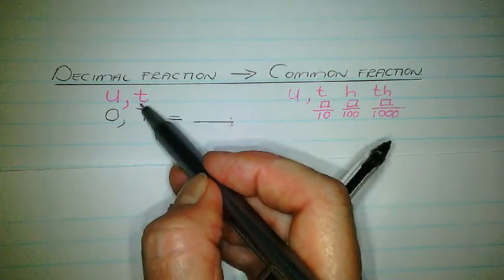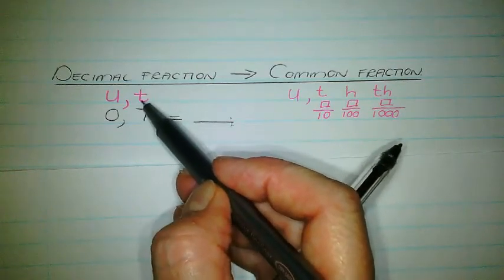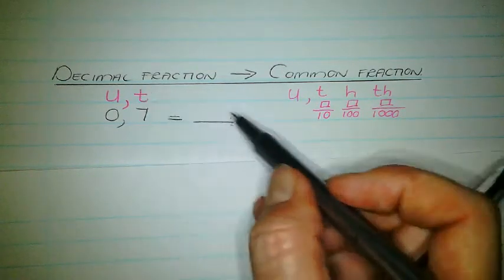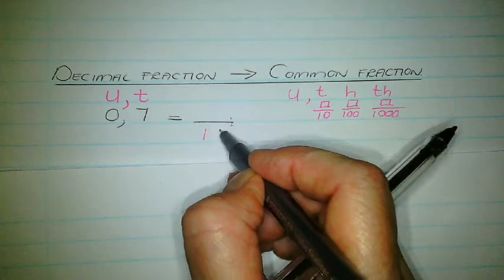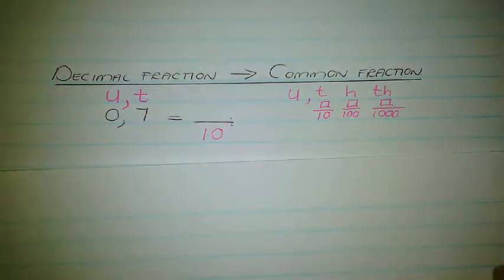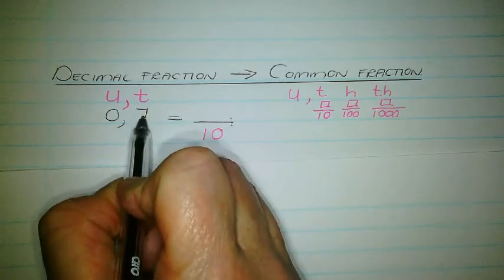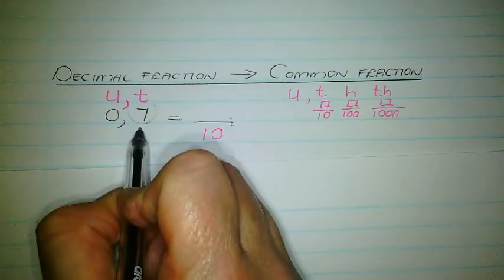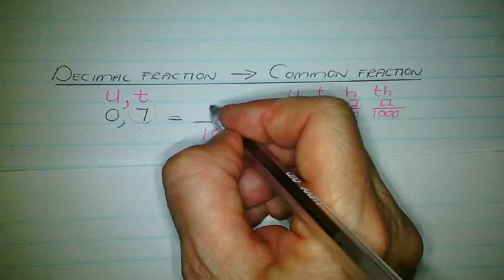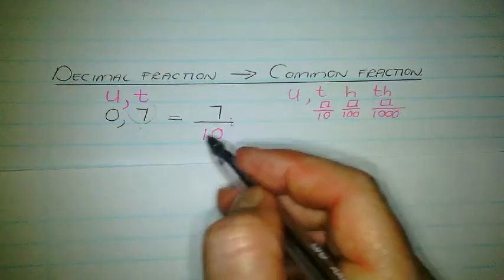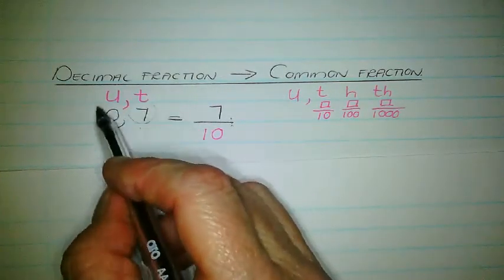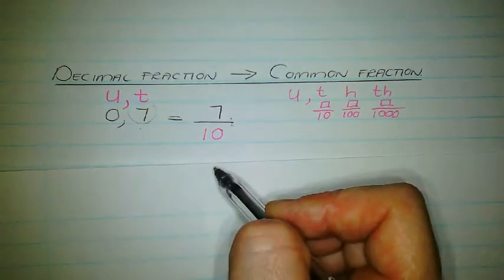Okay, now you go to your place value and you see that it's a tenth. So that means your denominator is going to be a 10. And now if you look at the value that's under the place value, there you'll see that it's a 7. So that will be your numerator. And that is how you're going to write the decimal as a common fraction.